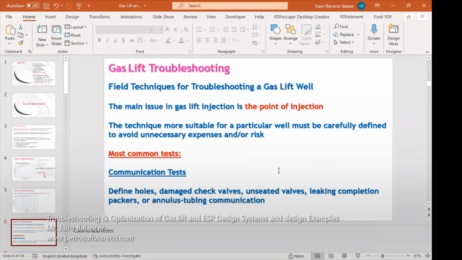Of course, one intervention is costly, and sometimes it requires even the rig, because we are probably dealing with some problem in the leaks or something like that. The most common test to get the point of injection is the communication test. One communication test defines the holes, any damaged check valve and CT valves, leaking completion packers, or at the end, any annulus tubing communication.